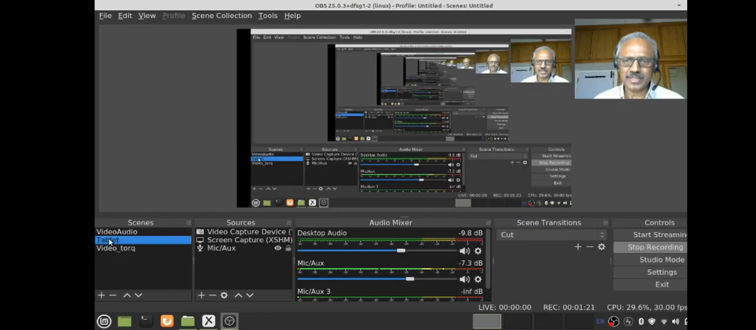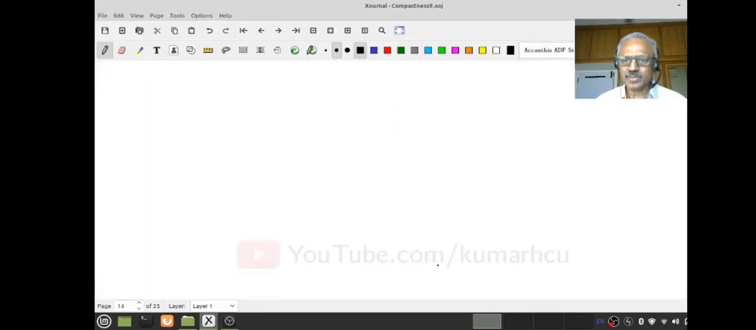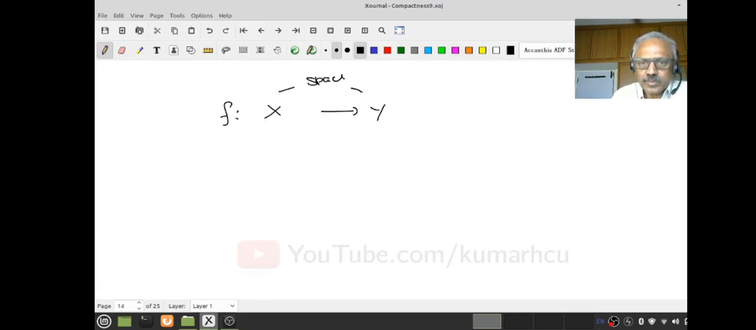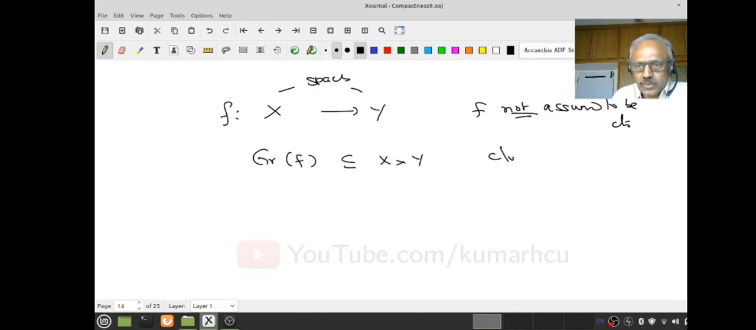Okay, maybe it will be easier if I write it on a tablet. So this is the theorem I want to prove. So f is from X to Y, these are topological spaces, but f is not assumed to be continuous. Okay, but let us look at the graph of f. This is a subset of X cross Y, and this is a closed set. Then from that I want to conclude f is continuous.